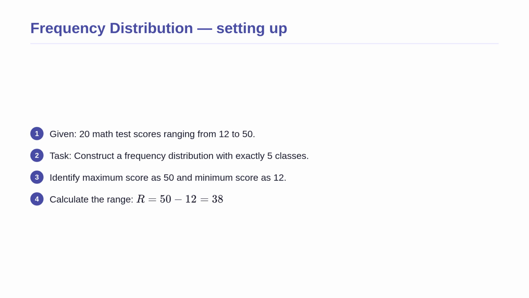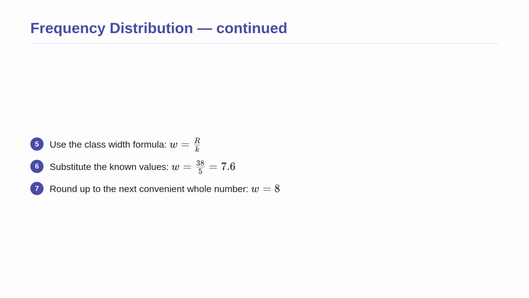First, we identify the maximum and minimum values to calculate the range. We subtract the lowest score, 12, from the highest score, 50. This tells us that the total spread of our test scores covers exactly 38 points. Now that we have our range, we continue by calculating the class width. We divide our range of 38 by our desired number of classes, which the problem stated is 5. This division gives us a precise mathematical width of 7.6.